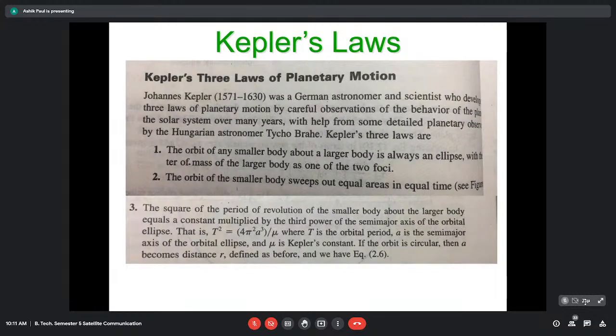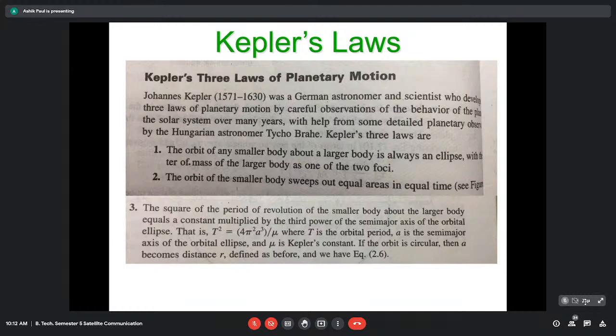Now, coming to the motion of the satellites, their motion is mostly governed by Kepler's laws of planetary motion. There are three laws. Firstly, the orbit of the smaller body around the larger body is always an ellipse, with the center of mass of the larger body being at one of the two foci. Secondly, the orbit of the smaller body sweeps out equal areas in equal time. But the one in which we are more interested is the one that tells us how to calculate the time period of the satellite around Earth. That follows from the third law of Kepler.